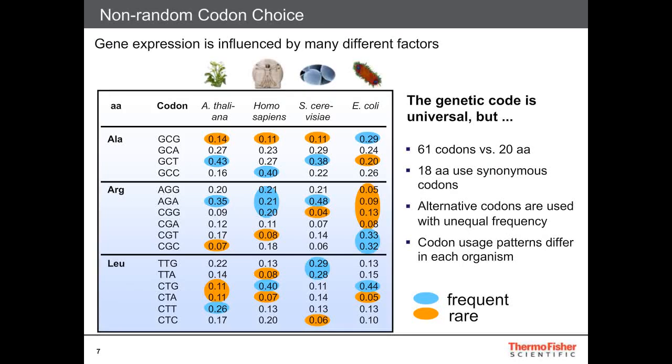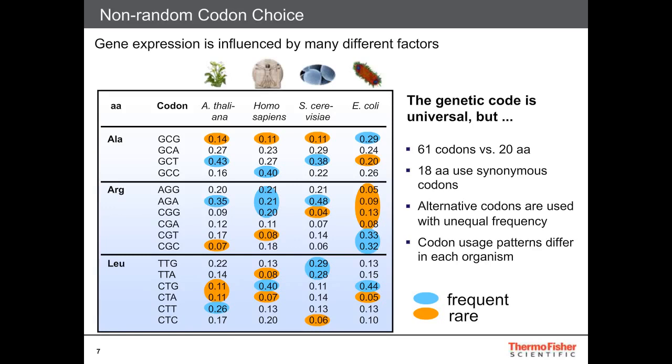So, okay, if your interest now is protein production, why should you go with an optimized gene? One reason for sure, and this has been known for many, many years, is that codon usage is affecting gene or protein expression. So you have a genetic code which is universal. You have 61 codons coding for only 20 amino acids, and out of those 20 amino acids, 18 use synonymous codons. And those alternative codons are actually used with an unequal frequency.